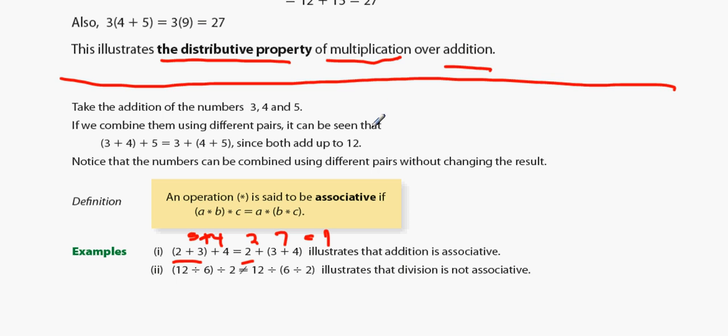Okay, so addition is associative, but division isn't. You see, 12 divided by 6 is 2, 2 divided by 2 is 1, but 12 divided by (6 divided by 2) is 12 divided by 3, and that equals 4. So for addition it doesn't matter which one you do first, but for division it does. Okay, let's look at the following example.